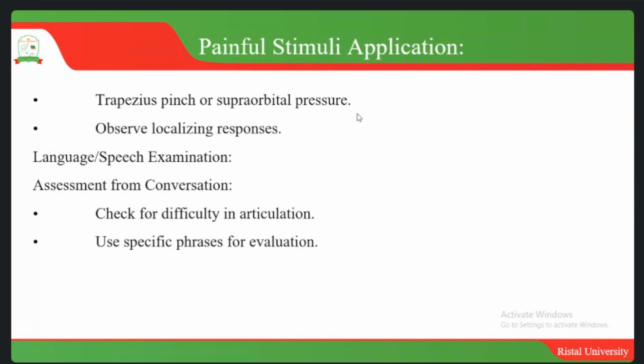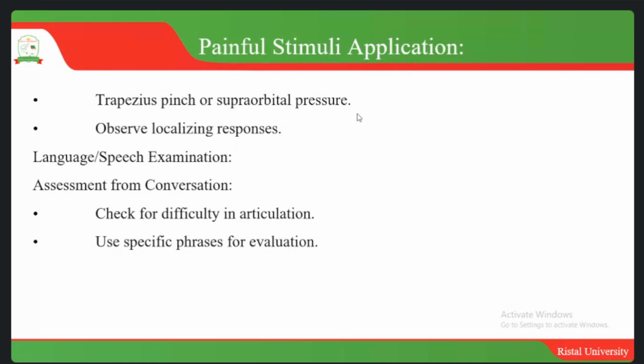So you also have to observe the localizing responses. Sometimes the patient will be able to abduct either of the limbs, and then you'll be able to tell what level of consciousness the patient is presenting. Then the language and speech examination: you also have to assess language and speech in relation to the Glasgow scale.